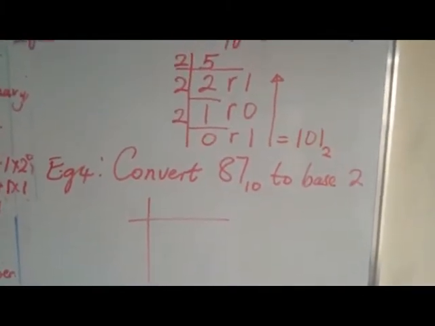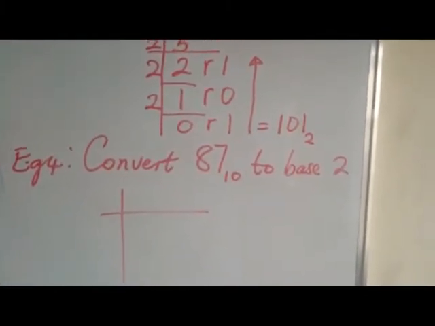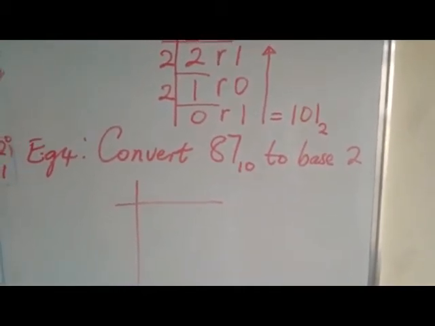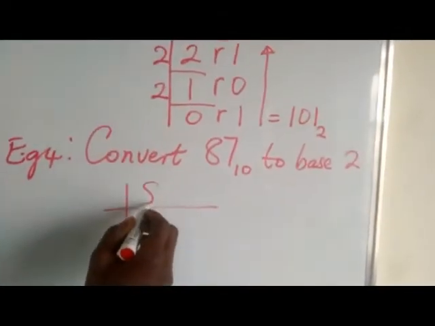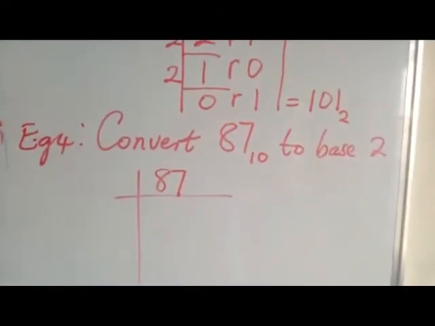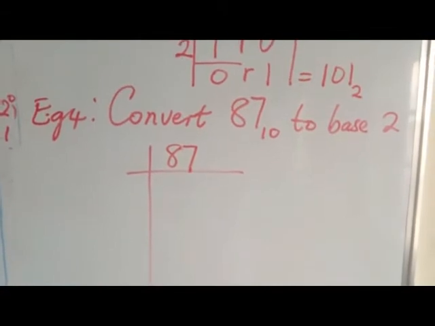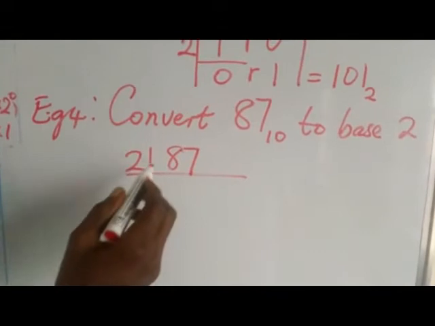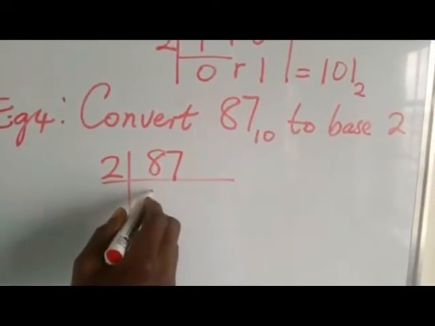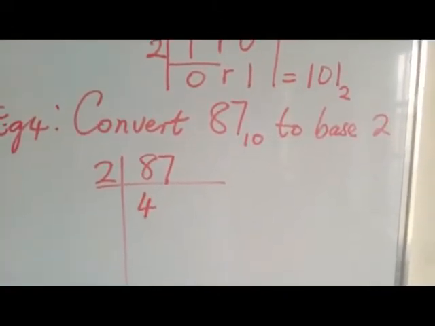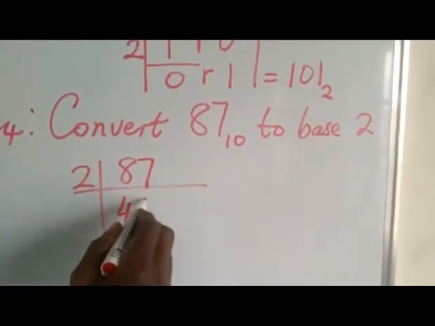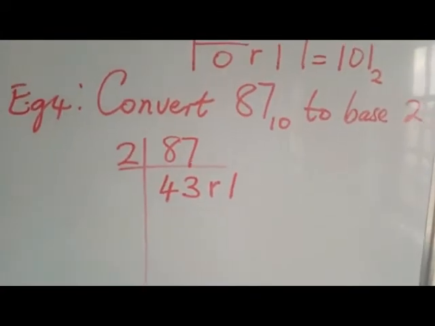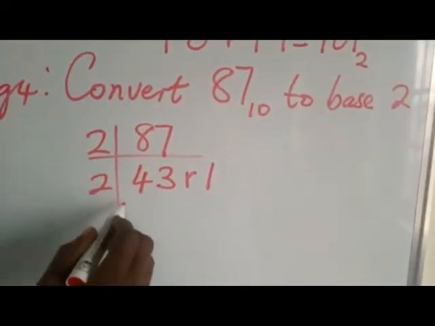Okay, let's quickly look at the next example, example 4. It says convert 87 in base 10 to base 2. So you write the 87 inside there. Remember what I told you in example 3? You divide everything by 2 because it's a base. We are converting to base 2. So 8 divided by 2 is going to give us 4. 7 divided by 2 is going to give us 3, remainder 1. Always remember to write the remainder. It's very important.